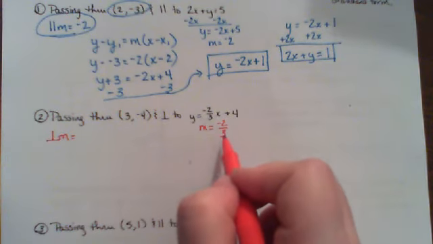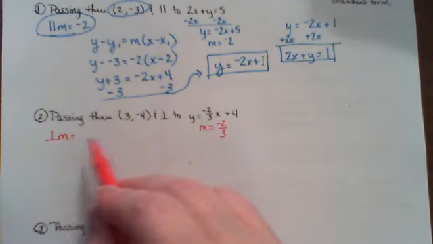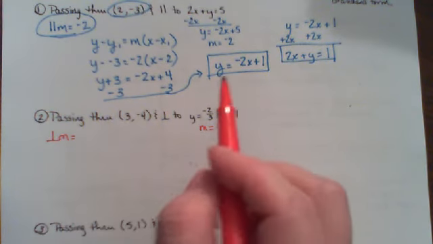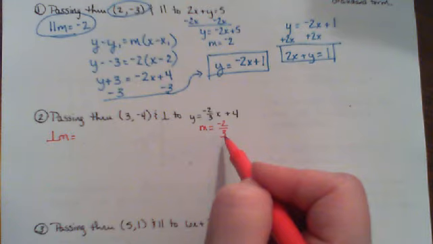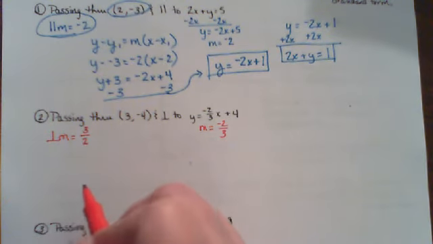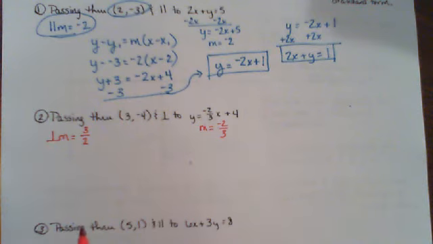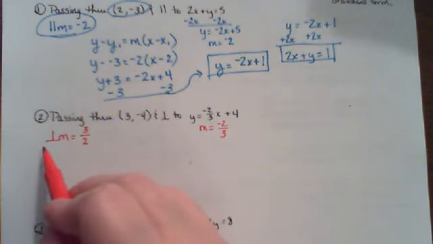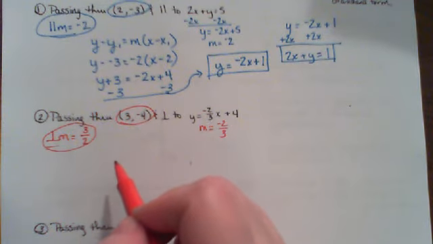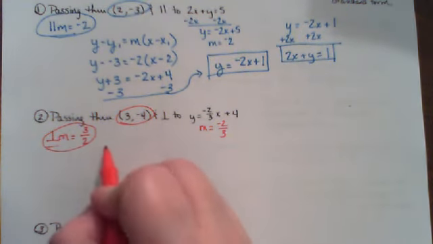So my perpendicular slope has to be opposite. So instead of it being negative 2 over 3, that means it's going to be a positive. And instead of it being 2 over 3, it has to be a reciprocal. So that's going to be 3 over 2. Now I have a perpendicular slope and a point. So I can use my point slope form.